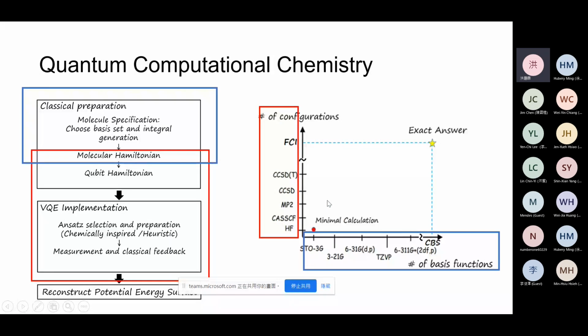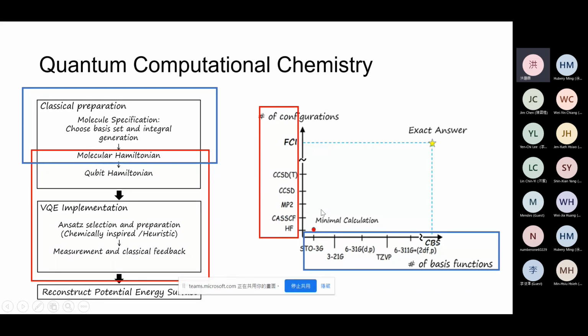For VQE, you can use chemical-inspired ansatzes or some machine learning approaches, something like quantum architecture search, to search for efficient ansatzes for the variational quantum eigensolver, and after that we can get a better answer. But the limitation of the answer is bound by the choice of basis set. So to do quantum computational chemistry, we cannot only focus on the red part.